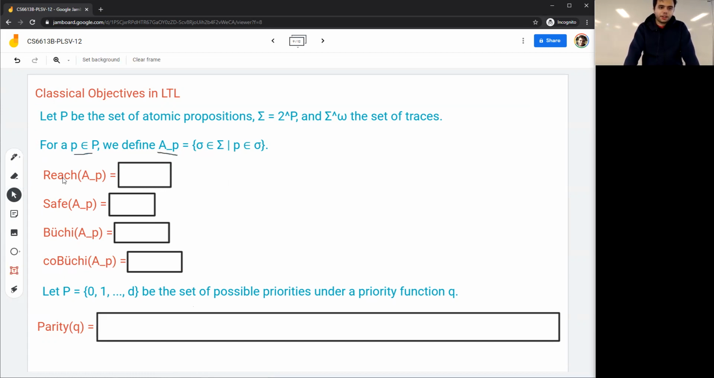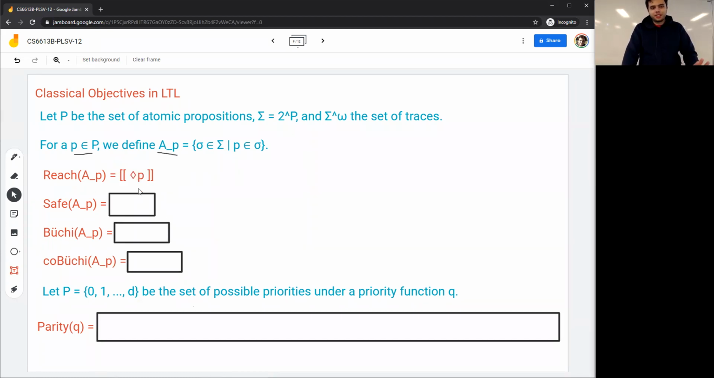then how can I write reachability of Ap in LTL? So give me a formula that models this objective, the objective of basically reaching some state where p holds. How can I write this in LTL? Yes, it's just eventually p.